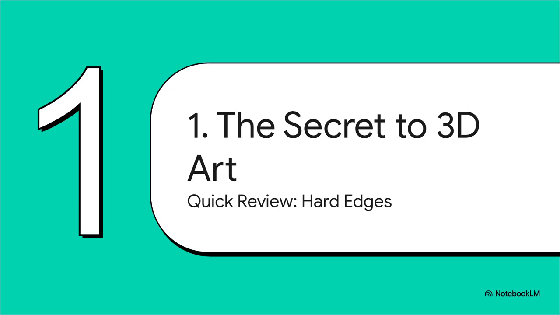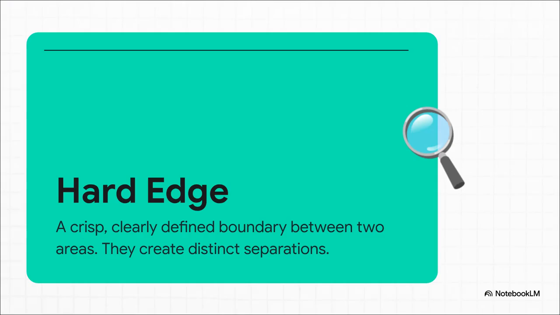To really get the magic of creating depth, we first have to be crystal clear on what hard edges are. They might seem basic, but knowing what they do is absolutely crucial. A hard edge is exactly what it sounds like. It's a sharp, clean line where one shape stops and another one begins. There's no question about it. It's a high-contrast boundary. Think of it like a cliff, not a gentle slope.